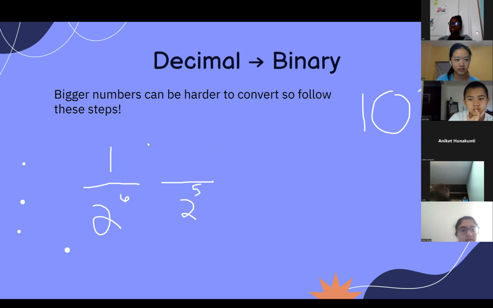Yes, it's 38. So now we have 38 from 102. So how many 2 to the power of 5s, which is 32, fit into 38? I don't know why all of you are saying 3. Like, I genuinely don't. How many 32s fit into 38, guys?